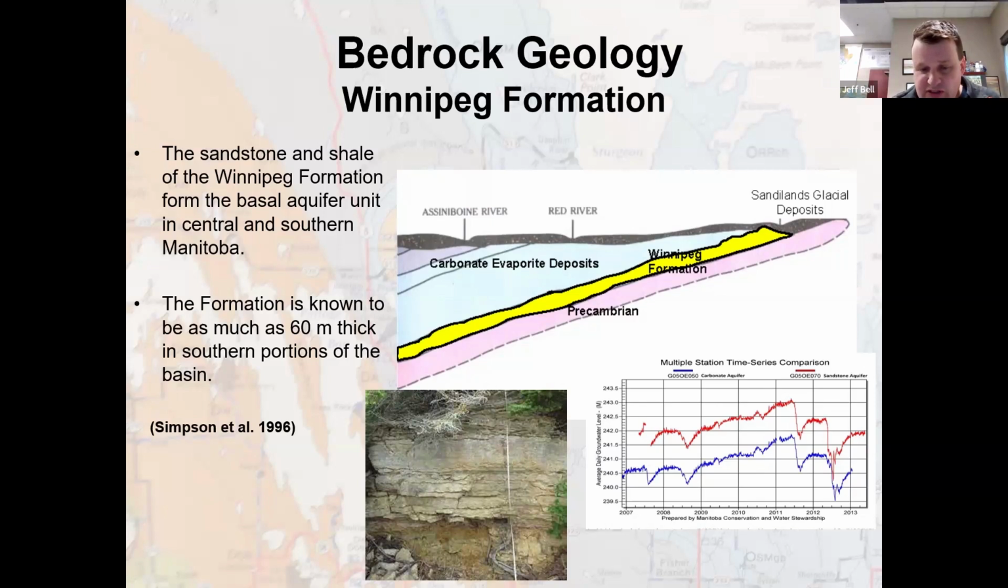There are only two places in Manitoba where you can actually go and visit the Winnipeg Formation and walk in it. The first one is on the far eastern shores of Hecla Island. There's a little bit of an outcrop of the Winnipeg Formation there. And the only other place that we see it is Black Island in the middle of Lake Winnipeg, just off the shore of Hecla Island. There's a significant exposure of Winnipeg Formation there.